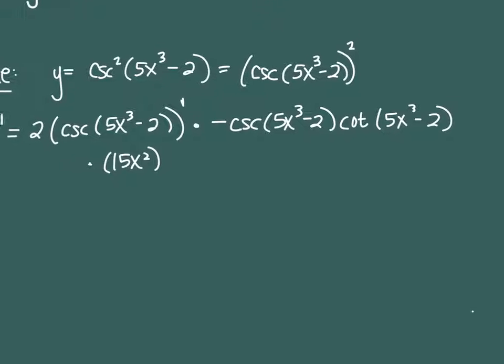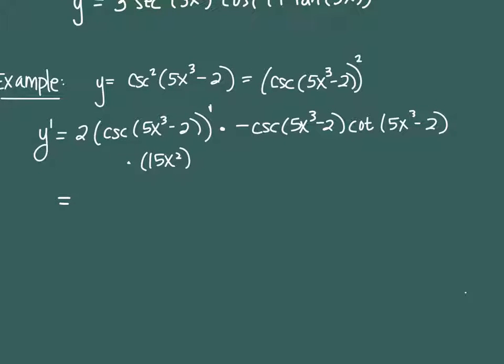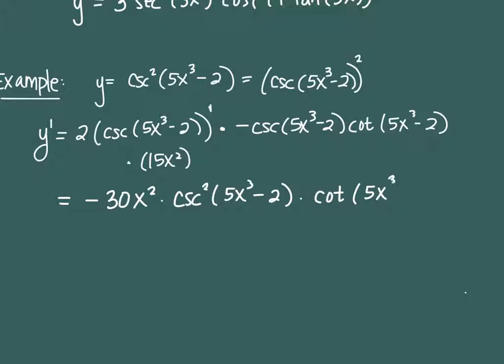So if we're going to put all of that in order, what would the leading term of that be, looking at all the constants and coefficients? Negative 30 is going to come first. That's the negative and the 2 and the 15. And then you're going to have the x squared. And then what would come after that? What's going to be the leading power on that one? Yeah, there's 2 cosecants. So let's write it as cosecant squared of 5x to the third minus 2. And then finally at the end we'll trail off with the cotangent of 5x cubed minus 2.